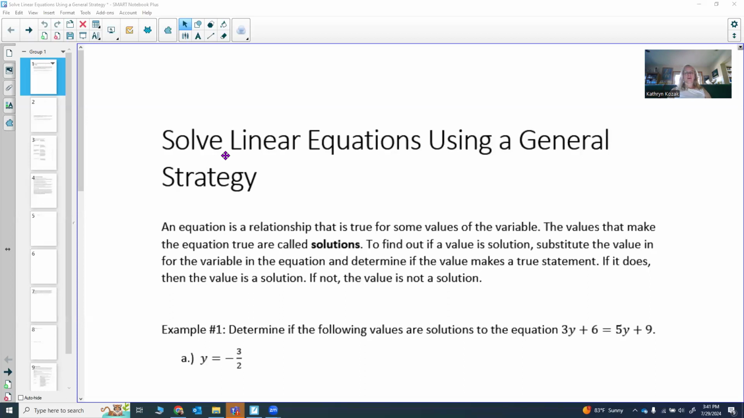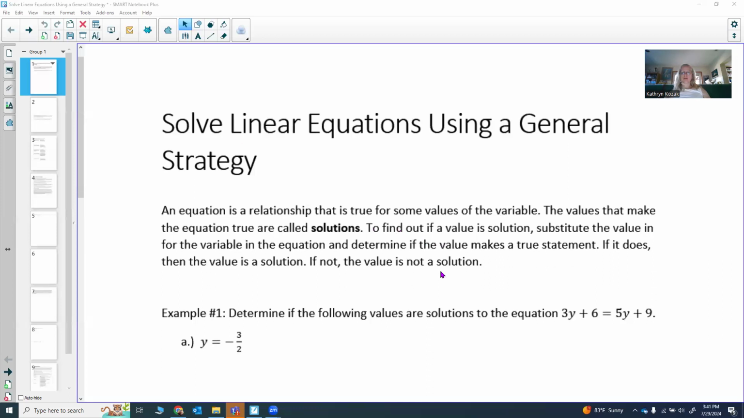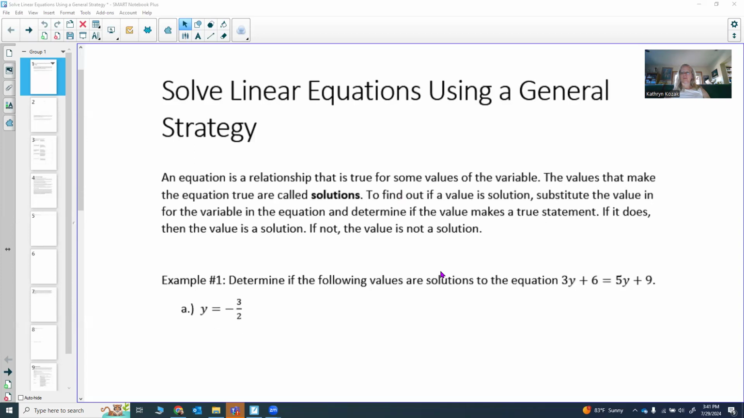If it does, then the value is a solution. If not, the value is not a solution. So example number 1: determine if the following values are solutions to the equation 3y plus 6 is equal to 5y plus 9. Part A is y equals -3/2.